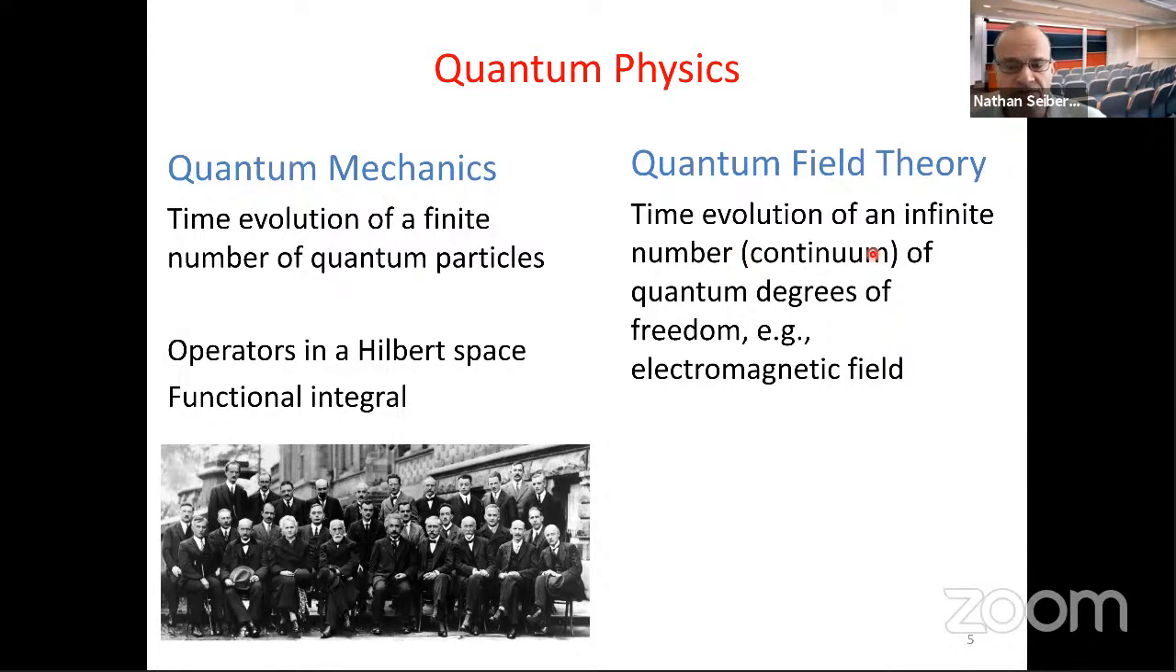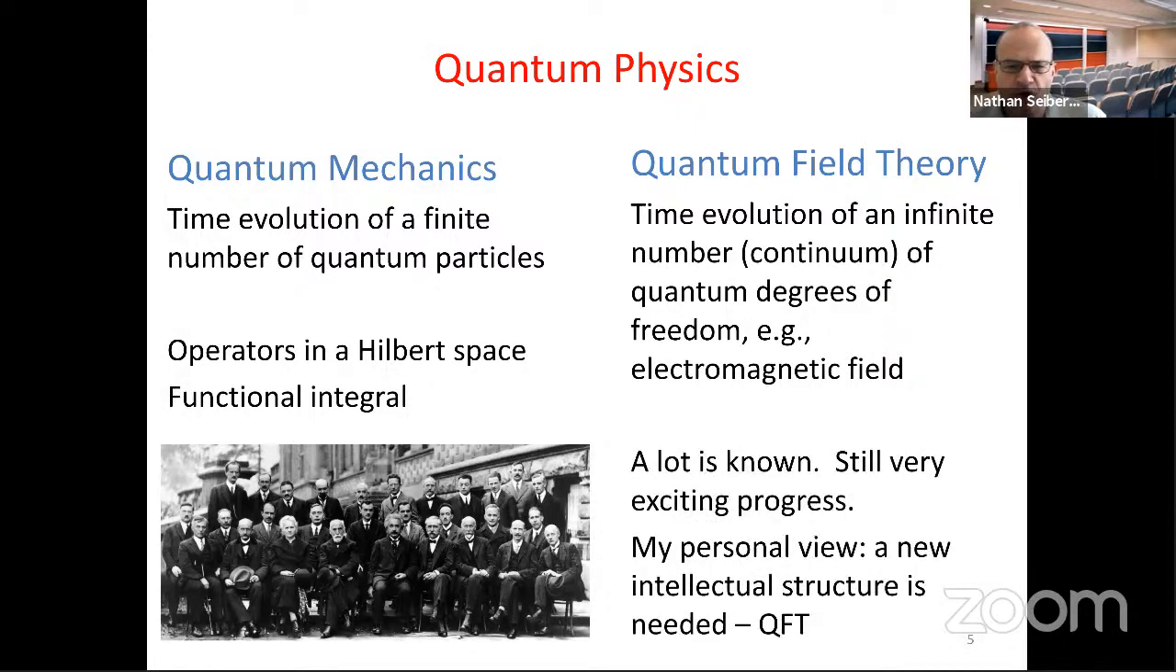So just as in classical physics, we have a field as a function of space. Here we also have a field as a function of space, and this field evolves in time. An example is the electromagnetic field. Just as in classical field theory, we discussed how the electromagnetic field evolves in time. Now, the electromagnetic field is viewed as a quantum object, and as a quantum object, it evolves in time. And there has been a lot of progress over the last several decades in trying to describe quantum field theory from various perspectives. And there's still very exciting progress. I'll mention some of these things later in the talk.